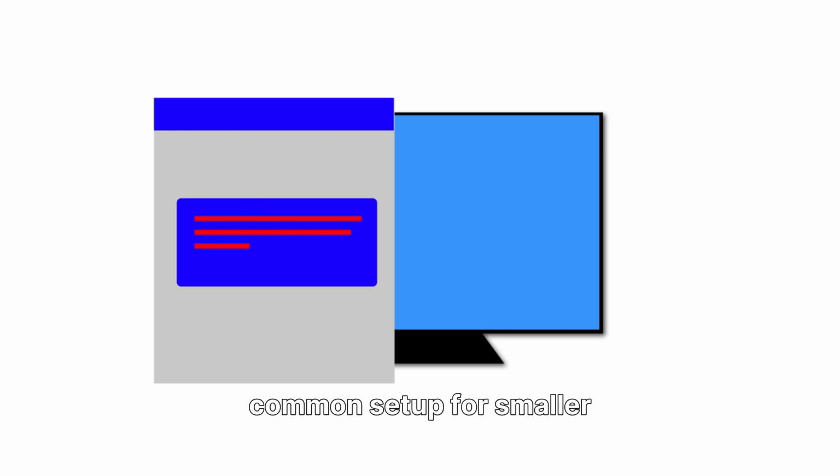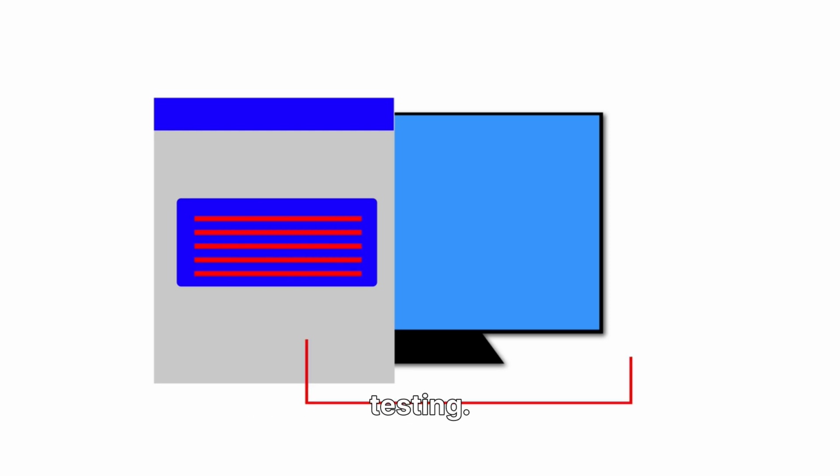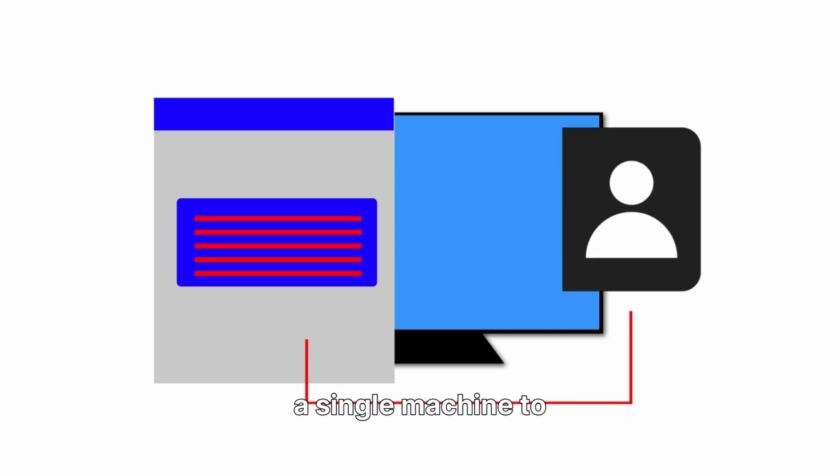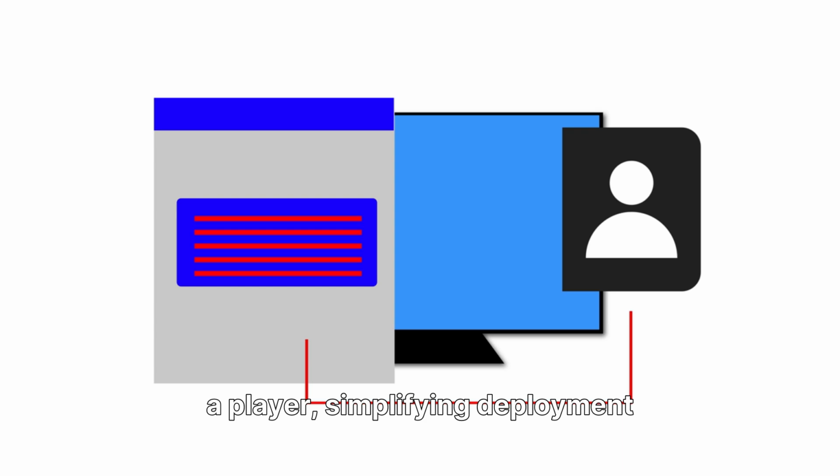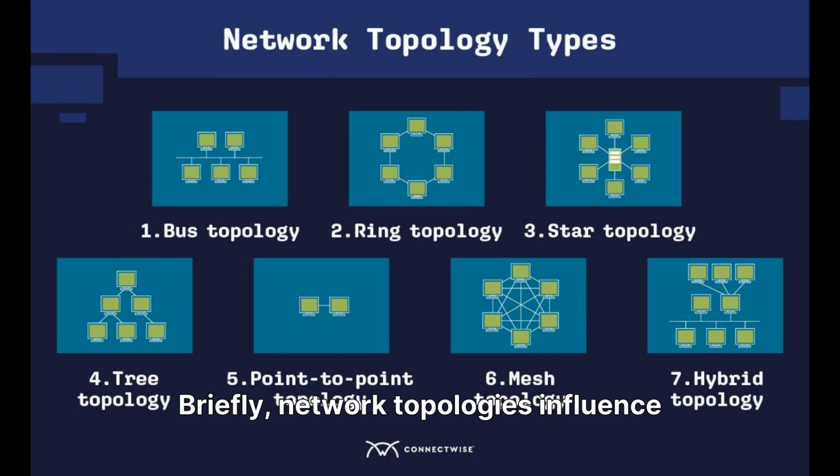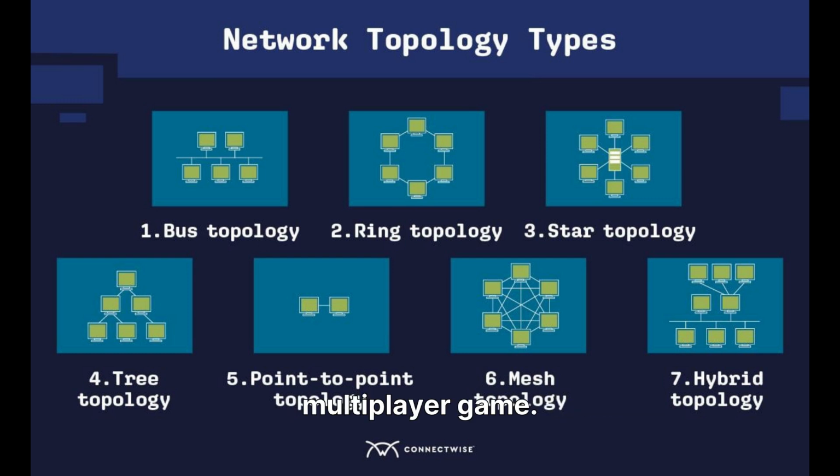A host acts as both a server and a client simultaneously, a common setup for smaller multiplayer games or local testing. This hybrid role allows a single machine to manage the game logic and also participate as a player, simplifying deployment for certain scenarios. Briefly, network topologies influence how your game communicates, impacting performance and scalability. Different arrangements of nodes and connections can significantly affect latency and the overall responsiveness of your multiplayer game.